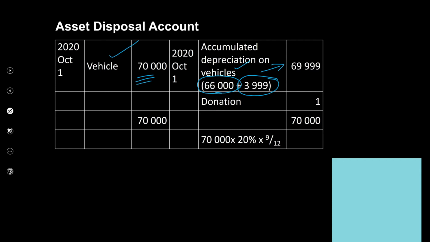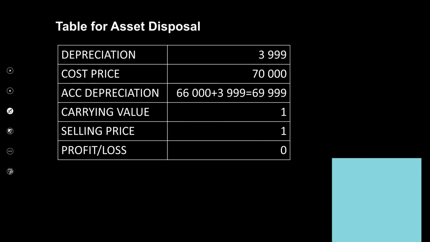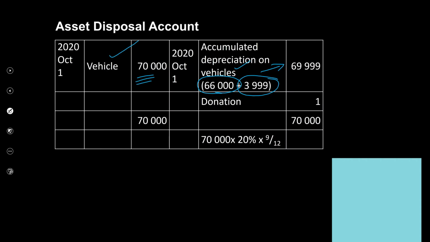of 69,999 Rand. Once again, I want to show you how important this table is to your understanding of your ledger account. Okay, now, next step, we're looking at the selling price. How did we dispose of the asset? We donated the asset. Double entry, debit donations, which is an expense account.